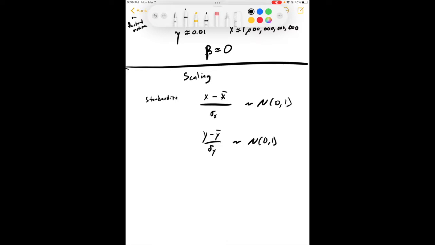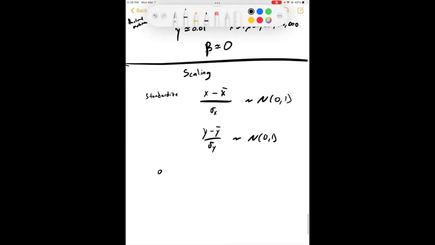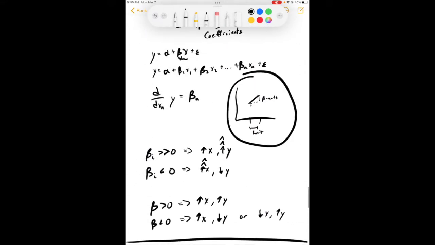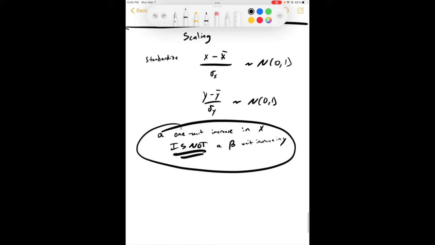Of course, the issue with this is that you can no longer understand the coefficients as being the slope of the line. All right, so a 1 unit increase in x is not a beta unit increase in y. Not anymore. Okay, we have removed this slope-like interpretation in favor of being able to make size comparisons.